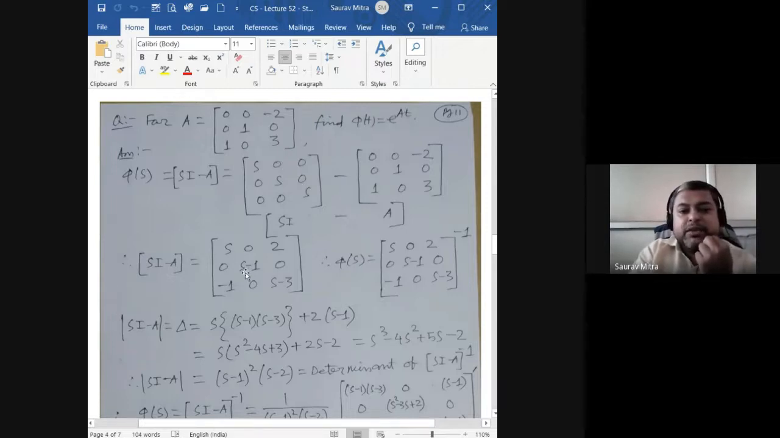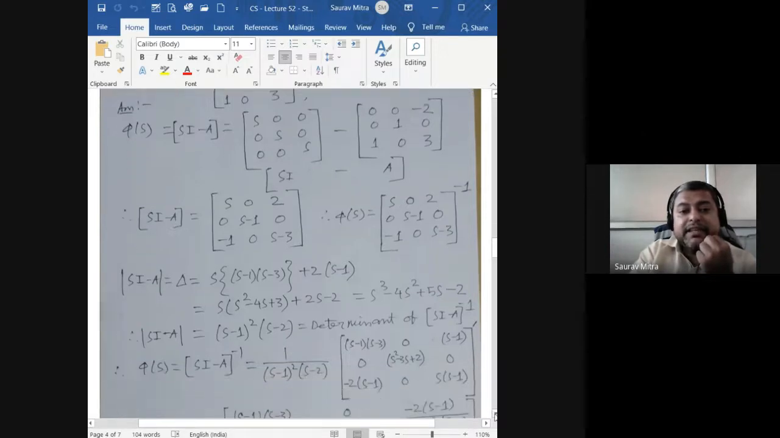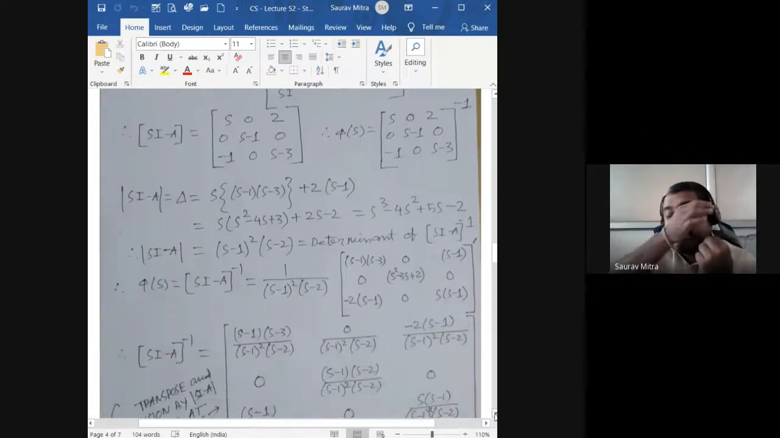So sI minus A we have got like this. Okay, so what is sI minus A? sI minus A is actually a matrix, and whenever we take the inverse of sI minus A, that is called phi s. What is phi s? Phi s is nothing but the state transition matrix in the Laplace domain. If we take the inverse Laplace transform of phi s, we get phi t. What is phi t? e raised to At.